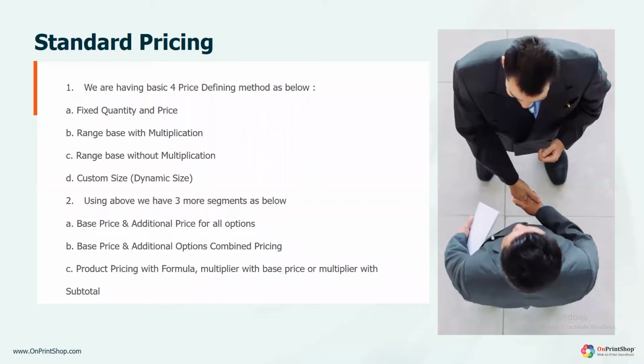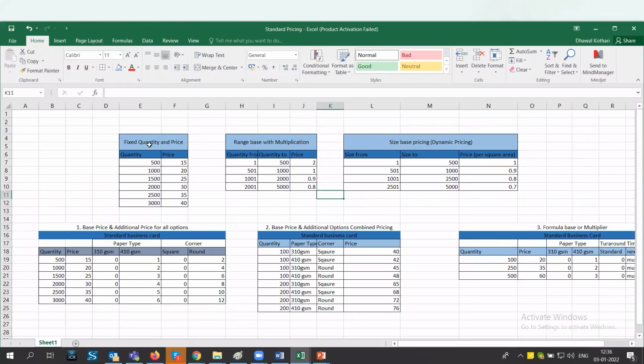So, starting with the very first part, we are having a total of 4 kinds of basic price defining methods, which are named as fixed quantity and price, range base with multiplication, range base without multiplication, and custom size. Let's understand these price defining methods quickly, with the help of an Excel sheet.